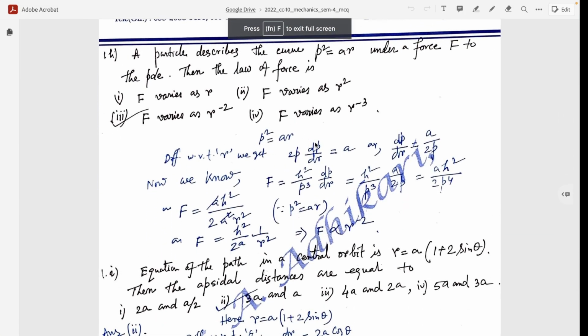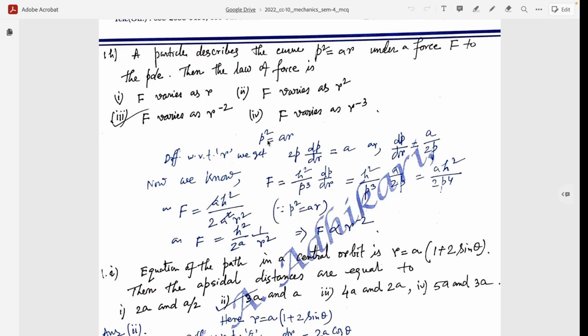Here, p squared equals a r. Differentiating with respect to r, we get twice p dp/dr equals a, where a is a constant, and dp/dr equals a by twice p. Obviously, we know that from central orbit motion, force F equals h squared by p cubed into dp/dr. So h squared by p cubed into dp/dr equals a by twice p, so F equals a h squared by twice p to the power 4.